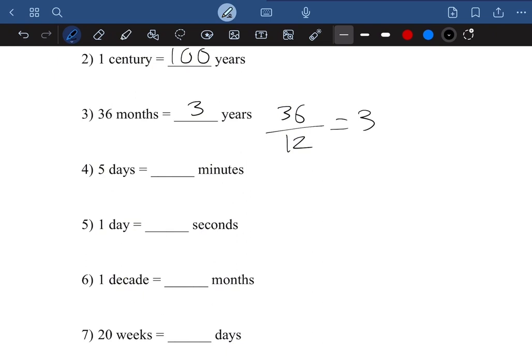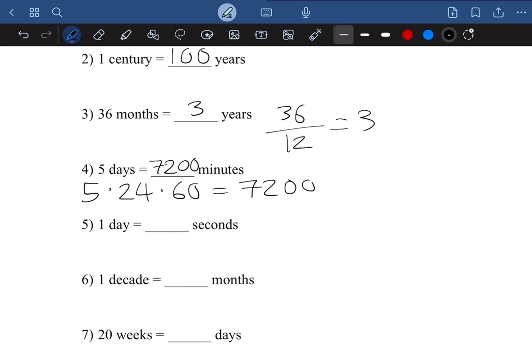so we multiply 5 days times 24 because each day has 24 hours, and then to convert hours into minutes we multiply 60 because there's 60 minutes in 1 hour, and then we multiply those three together to get 7,200 minutes.